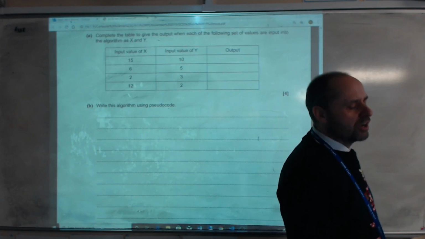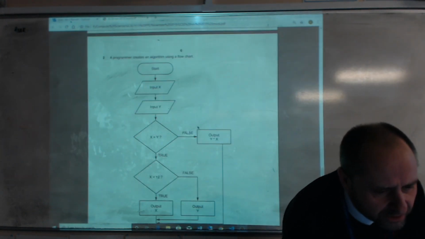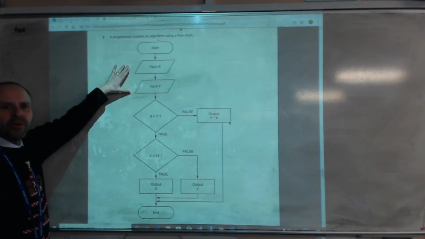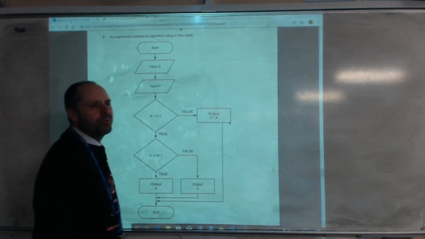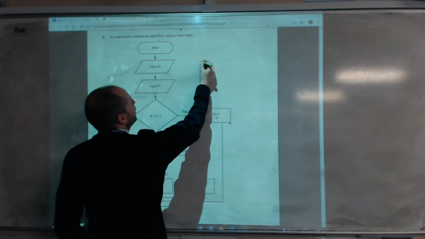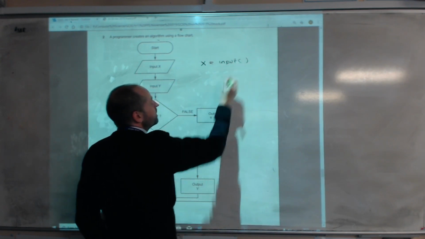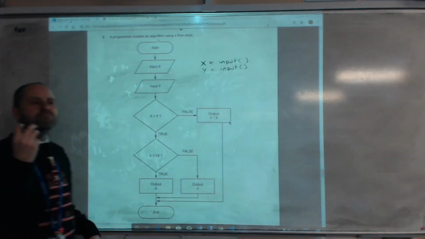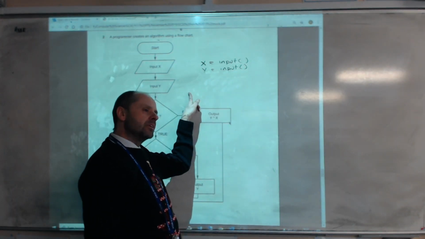Right, writing it in pseudocode though. So we want to write the same algorithm in pseudocode. So we're converting a flowchart to pseudocode. The first thing, whenever we do input, we need to store input. Which means, when you're literally taking a flowchart, you can't just put input X. Some people did that. You've got to say, well, I'm going to store something in X. That's going to be my input. Same for the Y. I must write like that. So I'm saying, get some input, store it in X, store it in Y.